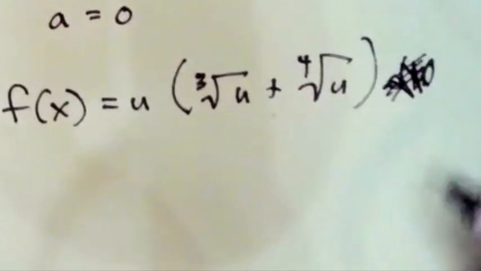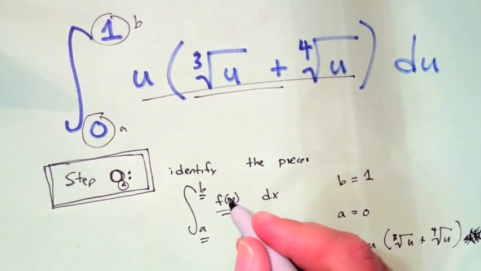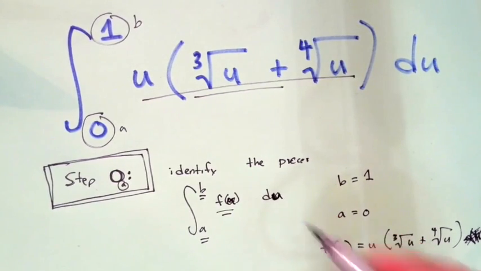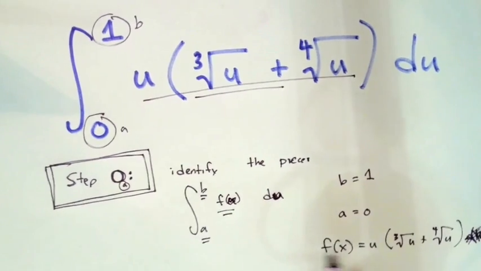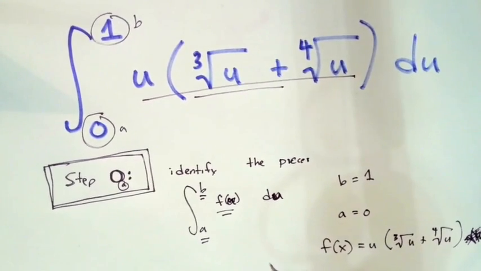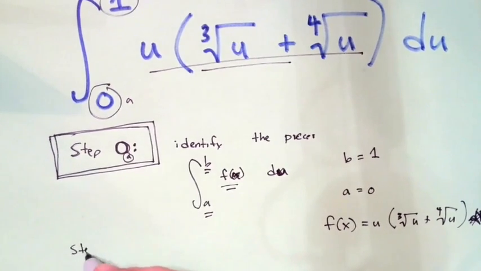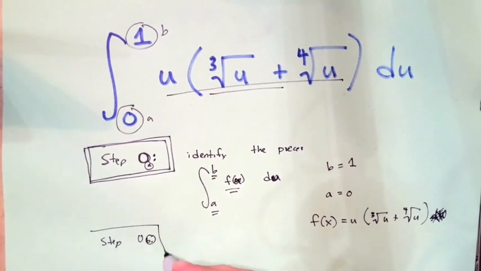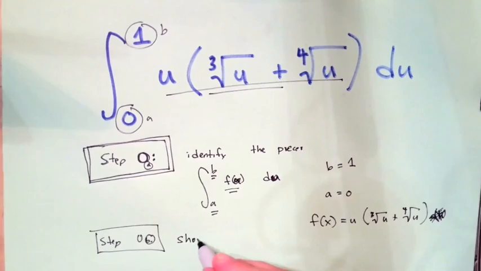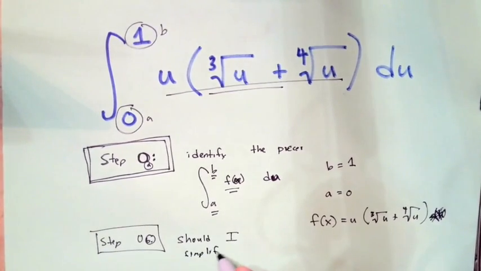Actually, this du shouldn't be there. Notice that we're actually looking at f of u du and not f of x dx, but that doesn't change anything about the process. Now I put here step 0a. I'm going to also propose a step 0b, which is we can ask ourselves, should I simplify? And that's sometimes a matter of taste.